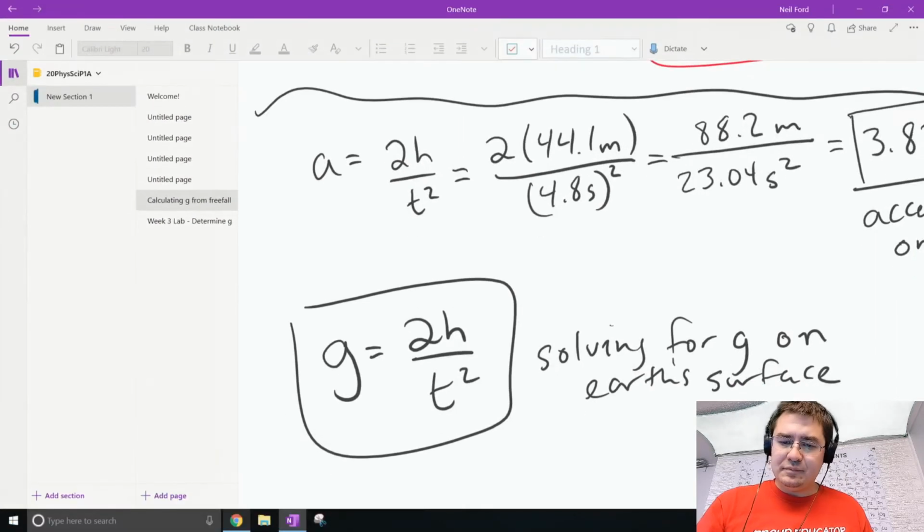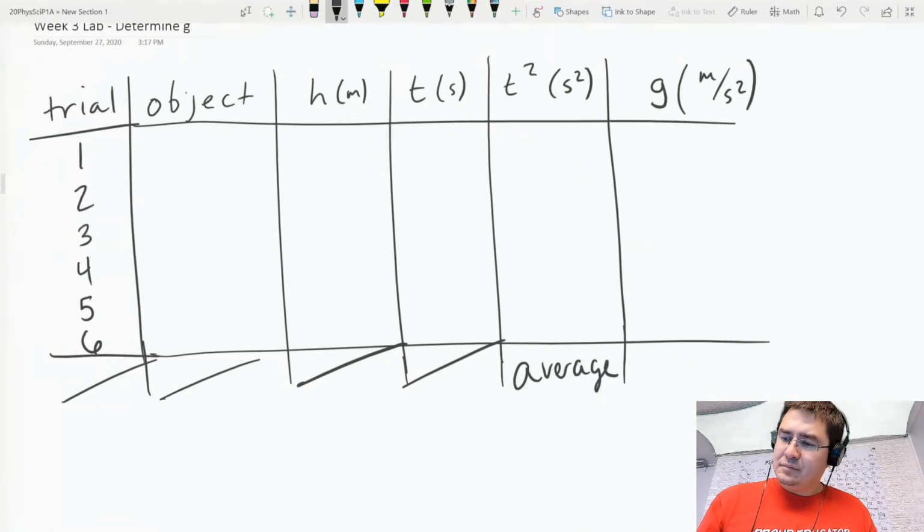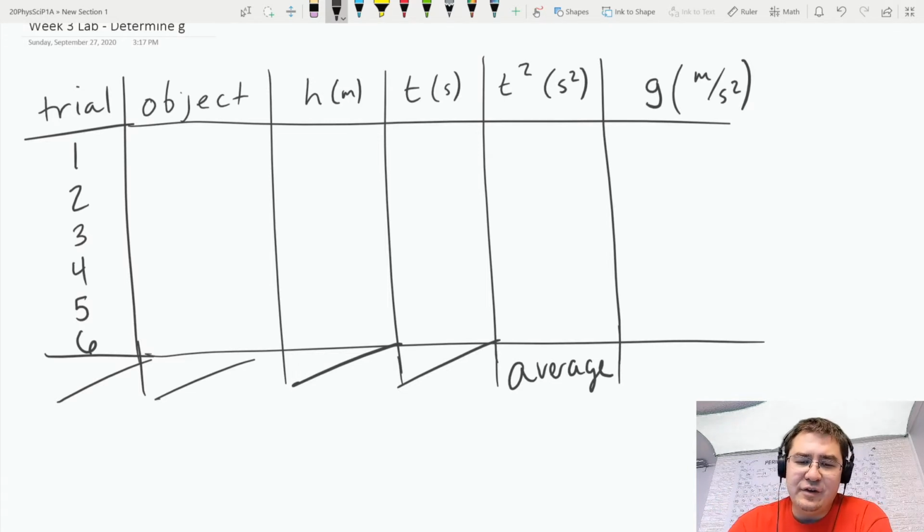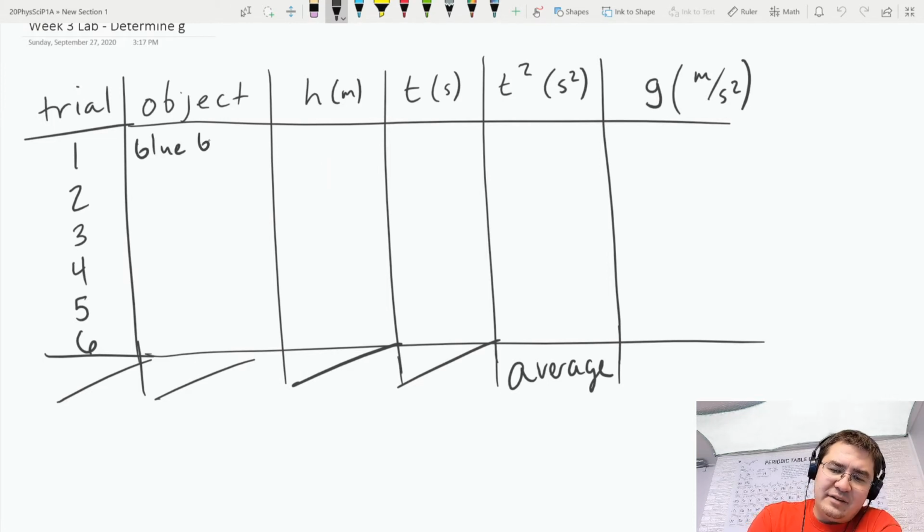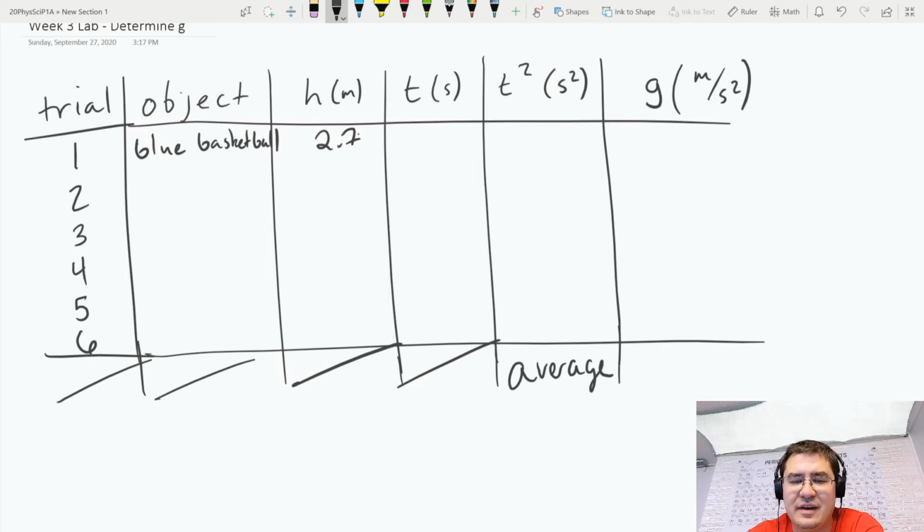Okay, so here's what we're going to do for the lab. We have 6 videos for you. I'm going to do the first trial, or the first video, and we're going to go through and calculate G. So the way we do it, I had that blue basketball from a height of 2.7 meters. You guys will need to make this data table, and you'll see how it works. So trial 1, blue basketball, 2.7 meters. I watched the video. That object took 0.73 seconds to fall to the ground.